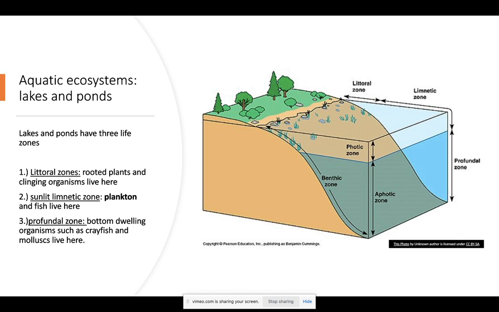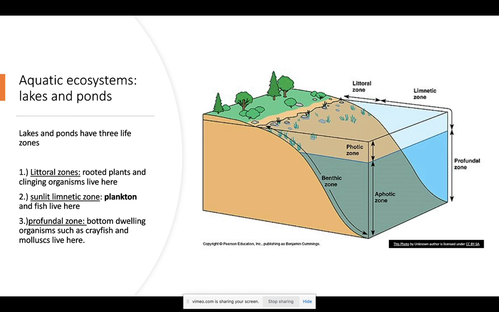This is probably more important, definitely testable, just because it's an easy examination question to write. Lakes and ponds have three zones. I actually did not know this until I started studying up on it, but there's the littoral zone, the limnetic zone, and the profundal zone. So the profundal is the bottom dwelling, and the littoral zone is at the beginning. It's where rooted plants and clinging organisms live, and the limnetic zone is where plankton and fish live.